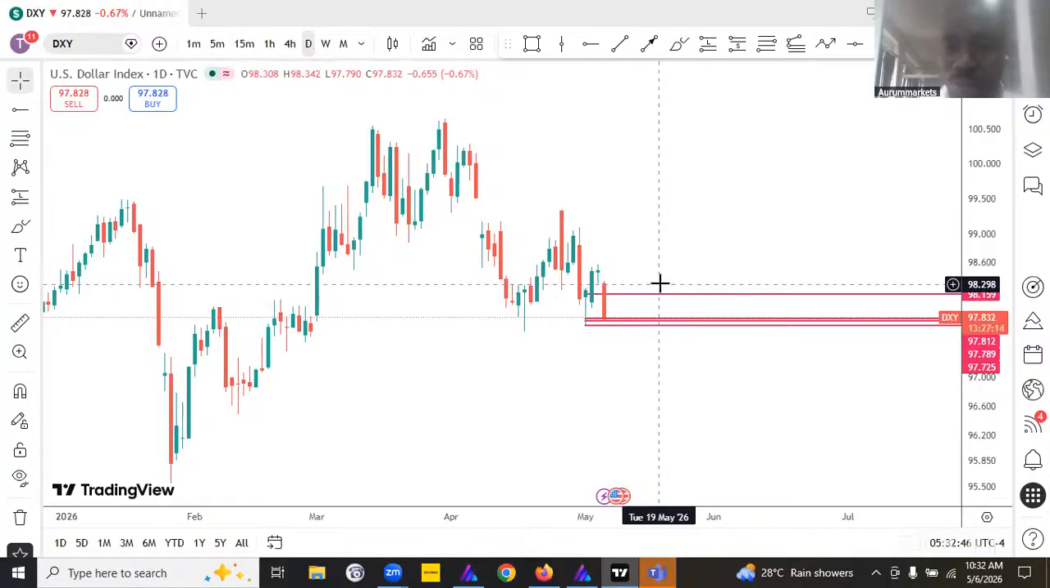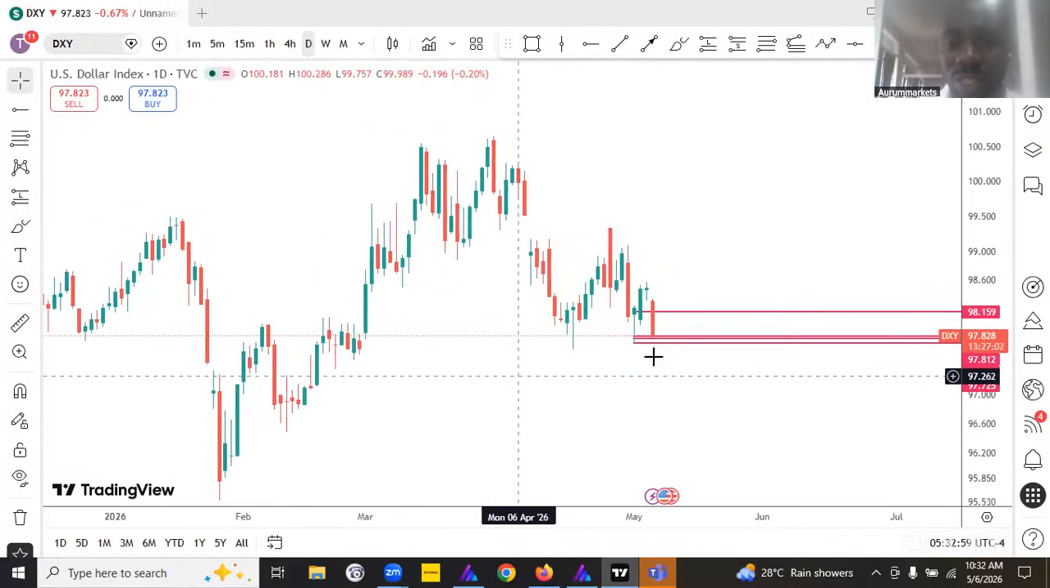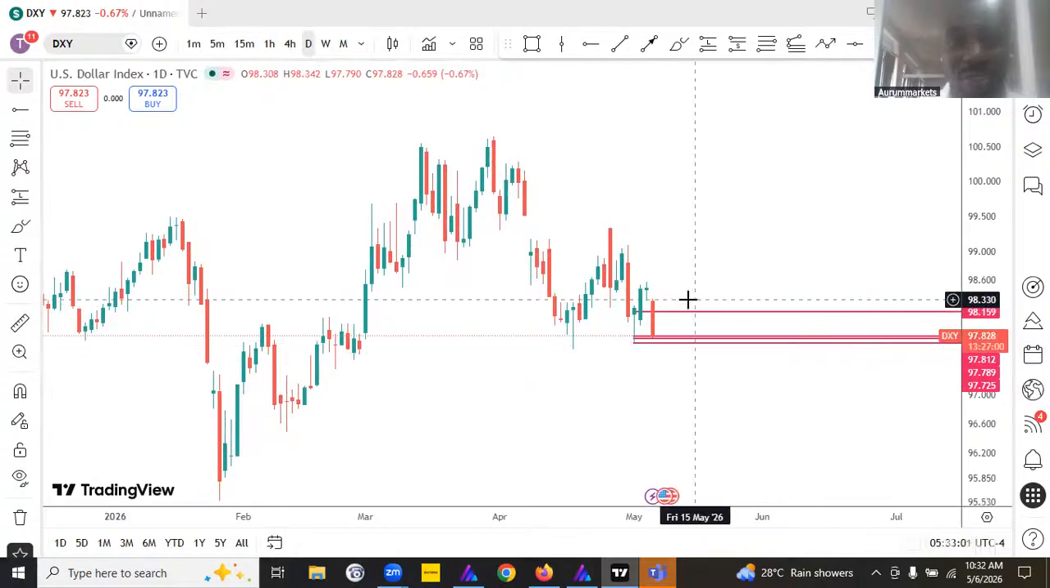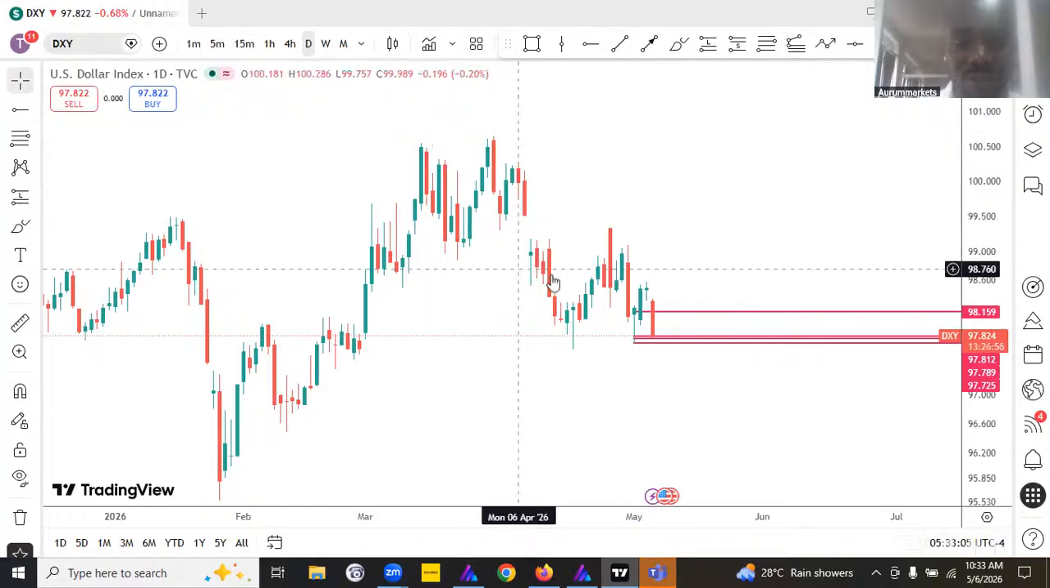I actually closed partials yesterday. I closed 70% of the profit I've made on EU and GU. I still have some trades on those pairs, I'm buying EU and GU. And at the moment, as you can see, the dollar is still very bearish.